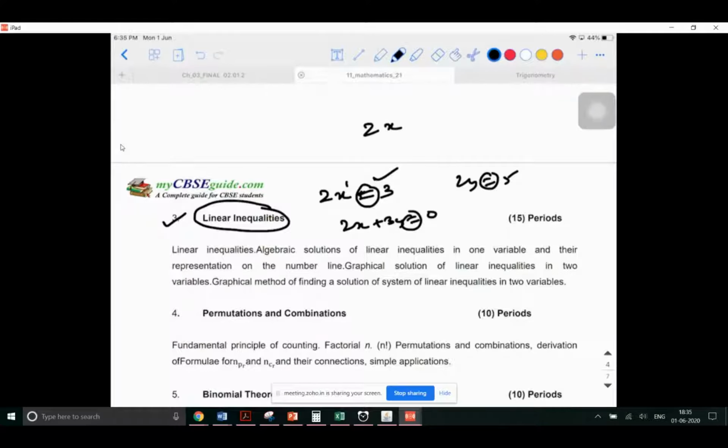For example, instead of giving 2x is equal to 3, they'll give you 2x is greater than 3. Then this becomes a linear inequality. So this is linear equality and this is linear inequality. As simple as that. Our work is to solve these kinds of inequalities. That's what this chapter is all about.